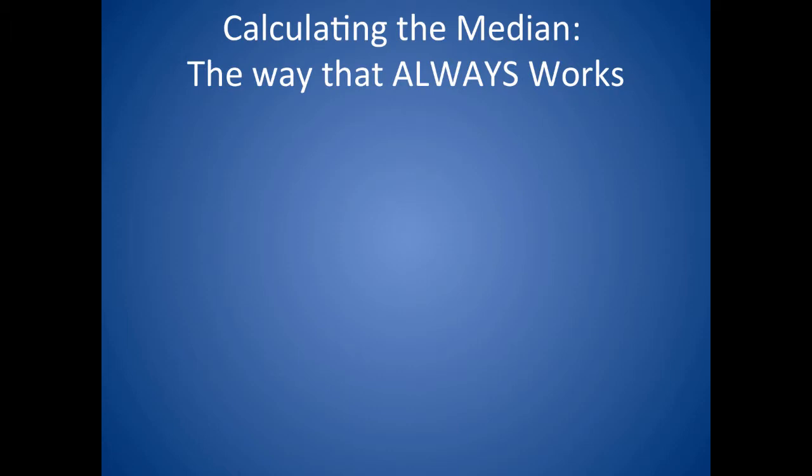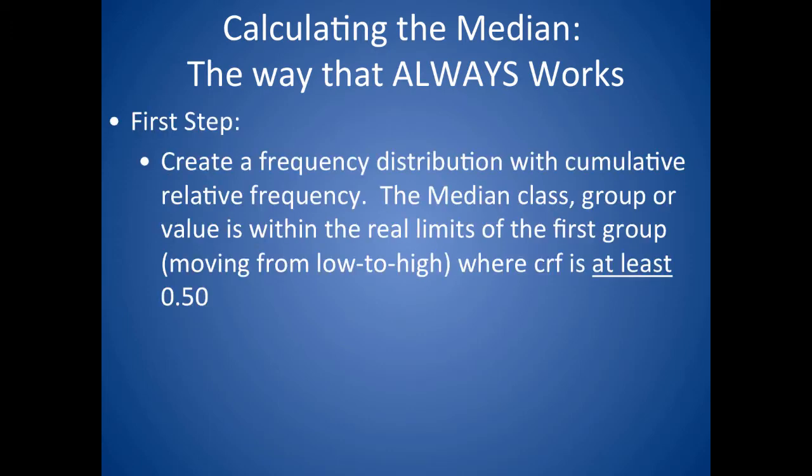There are three ways we'll talk about getting a median, but the way that always works starts with creating a frequency distribution with cumulative relative frequency. The median class, median group, or median value is within the real limits of the first group or class or value where the cumulative relative frequency is at least 0.50.